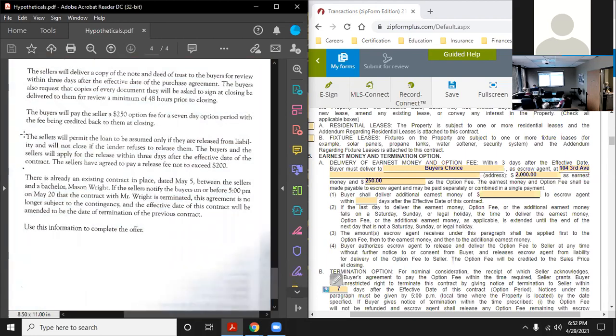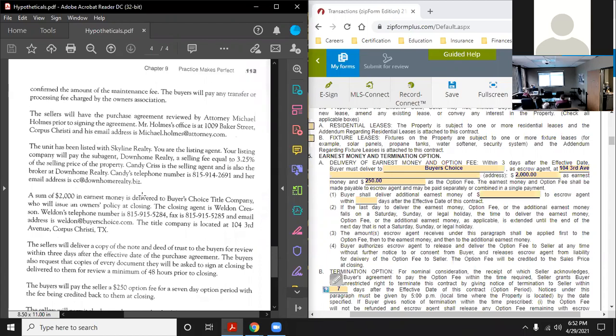This is also for the loan assumption addendum. Now, this is where it gets confusing. There's already an existing contract in place dated May 5th between the sellers and a Bachelor Mason Wright. If the sellers notify the buyers on or before 5 p.m. on May 20th that the contract with Mr. Wright is terminated, this agreement is no longer subject to the contingency, and the effective date of this contract will be amended to be the date of termination of the previous contract.